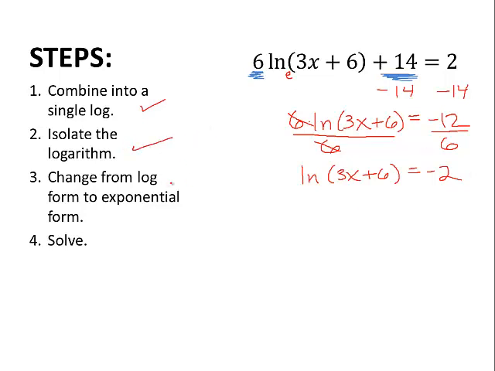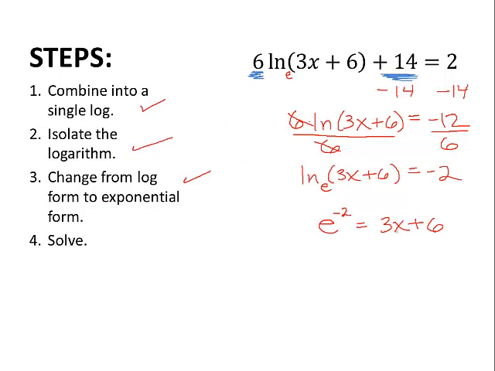Now it's time to change. This is where you might want to put the e, like I mentioned before. Now we can see what the base is. So e is our base. Logs equal exponents, so -2 becomes the exponent, and then that equals the argument. So we changed forms. Next is to solve for x.